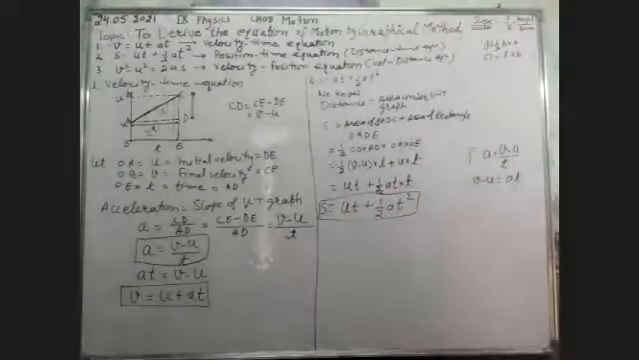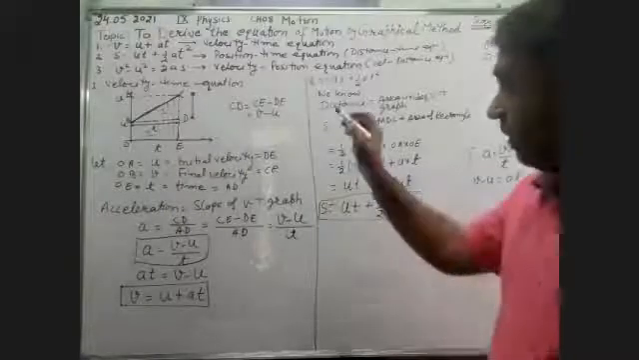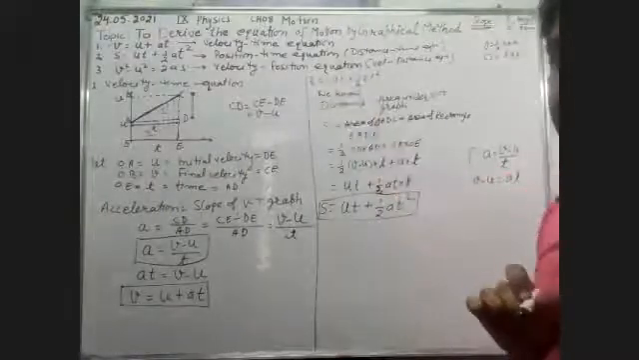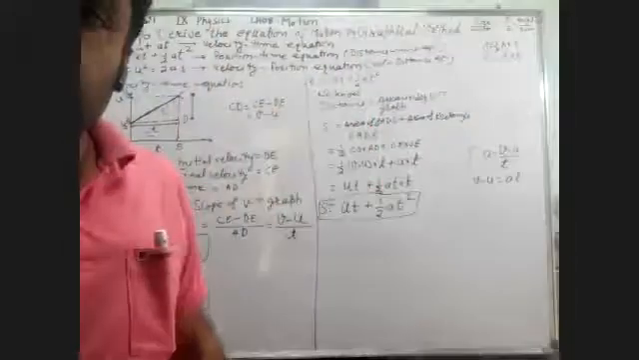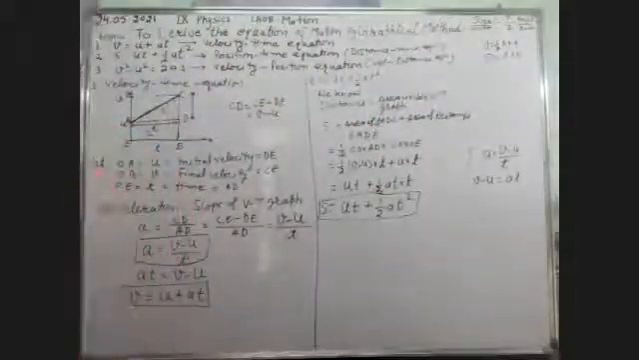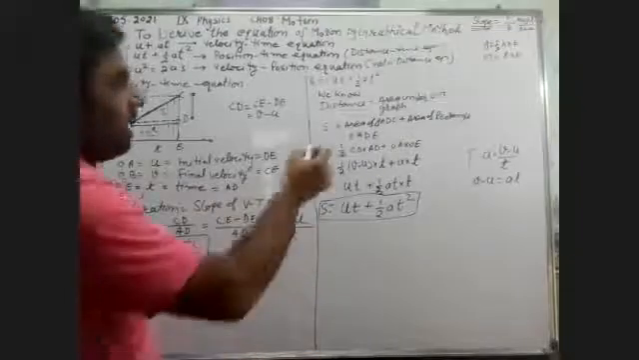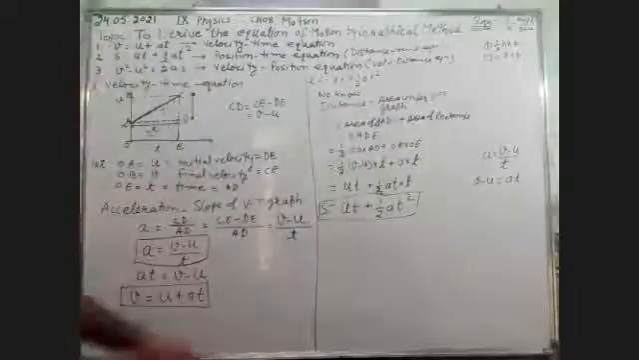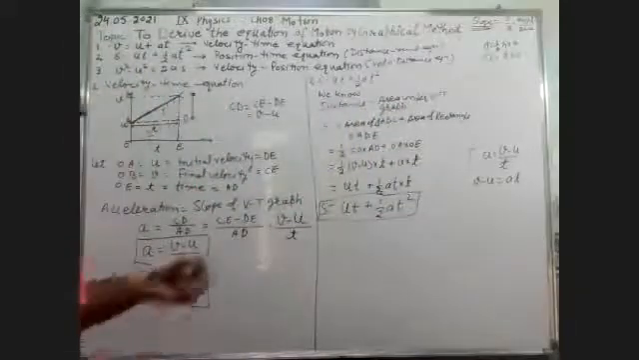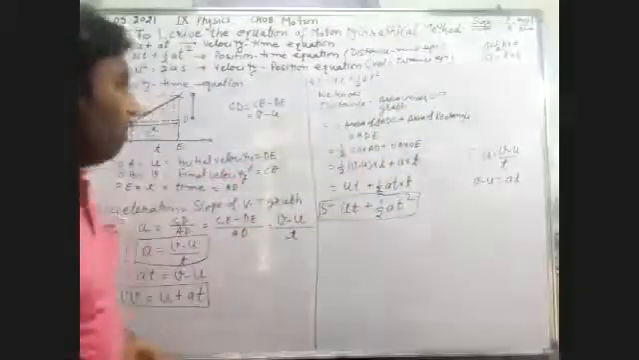Students, I am repeating again, look carefully. We have to calculate this equation. So to find out the distance, what formula will we use? We will use the relation: distance is equal to area under the VT graph. What is the area under the VT graph?